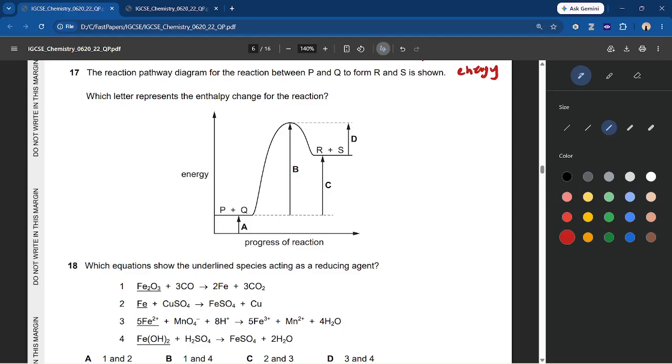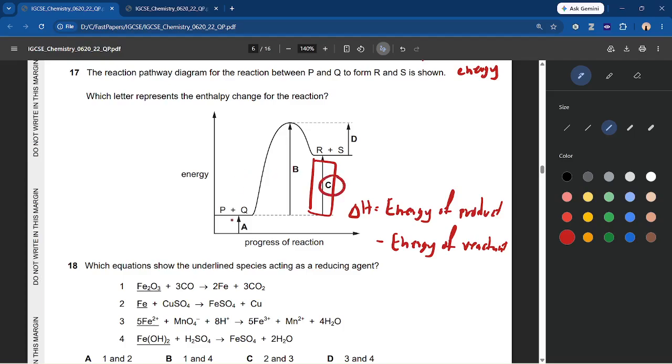The reaction pathway diagram for the reaction between P and Q to form R and S is shown. Which letter represents the enthalpy change for the reaction? So of course, enthalpy change is always going to be del H is energy of product minus energy of reactant. So as a result, it's this part over here, so the answer is going to be C. B, this is your activation energy.